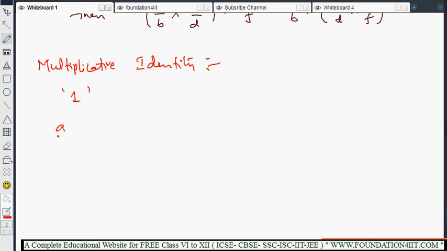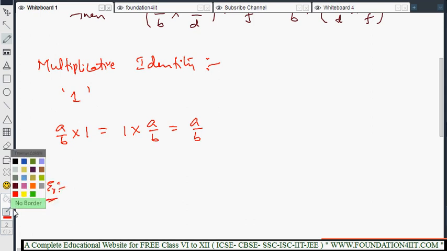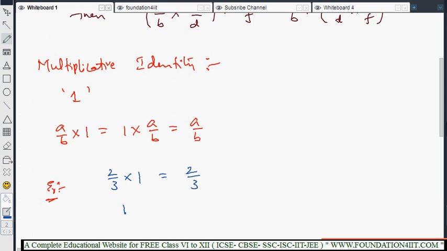That is, a by b into 1 is also 1 into a by b, you'll get the same a by b. For example, if you take 2 by 3, a rational number, and multiply with 1, you'll get the same 2 by 3. And 1 into 2 by 3 also gives the same 2 by 3. That's why this 1 is the multiplicative identity.